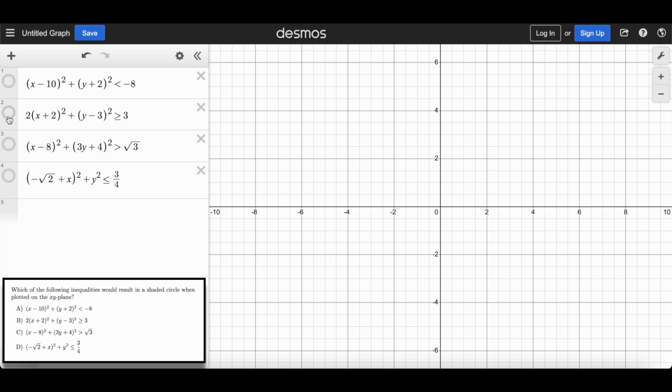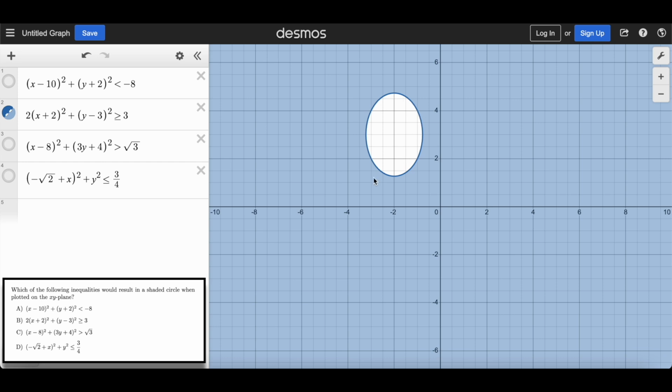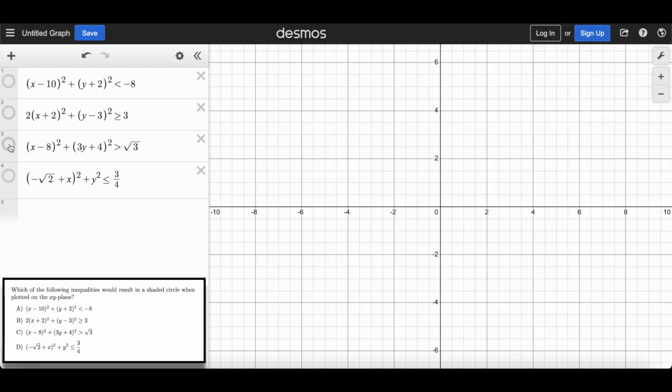Let's look at option B. Okay, this is an ellipse, so we know it's not going to be the answer. And also the shading is on the outside, and the question says that it should be a shaded circle, so we want the shading to be on the inside. So B would not be the answer.